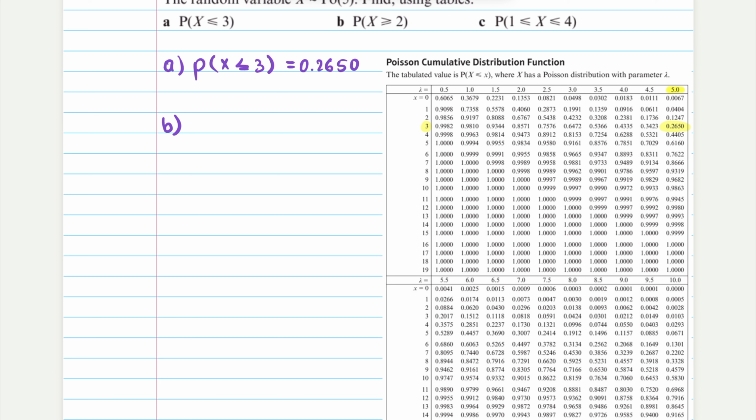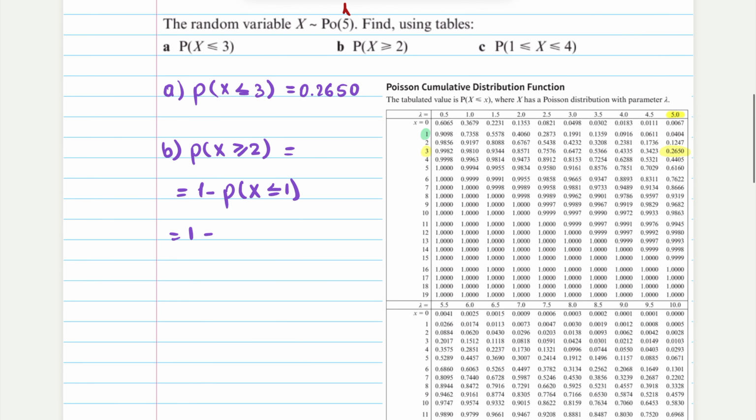Part B, the probability of x being greater than or equal to 2. Just like we did in the binomial distribution, this is the same as 1 minus the probability of x less than or equal to 1. So this is 1 minus the probability of x being less than or equal to 1. So it is this one. X is this one. Lambda is still 5. So we are going to be using this probability, 0.0404.